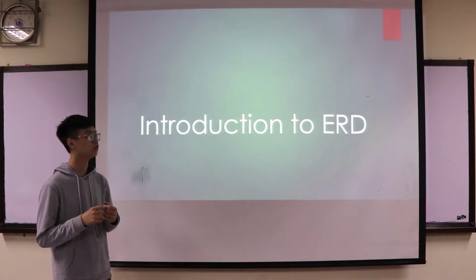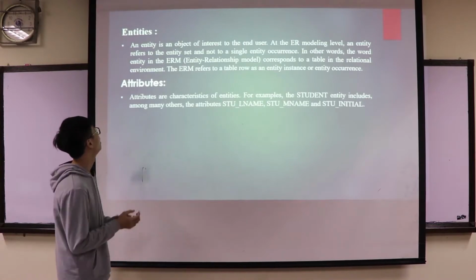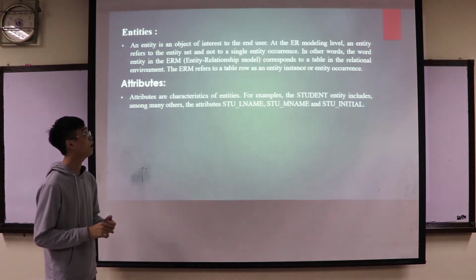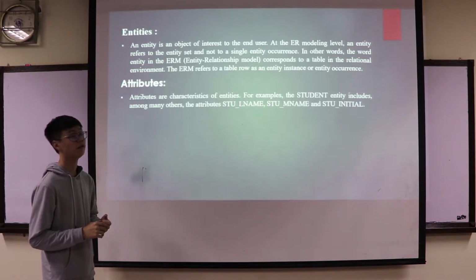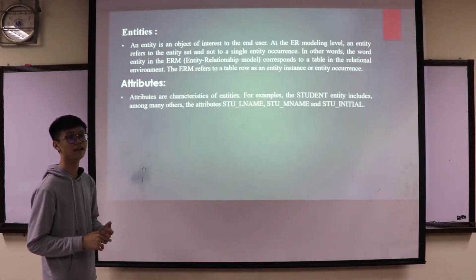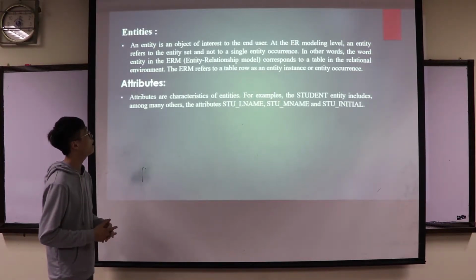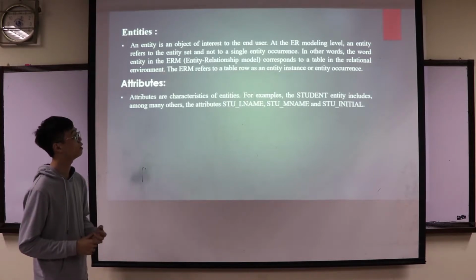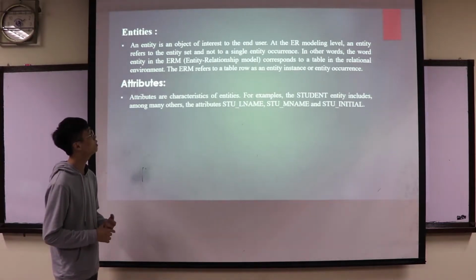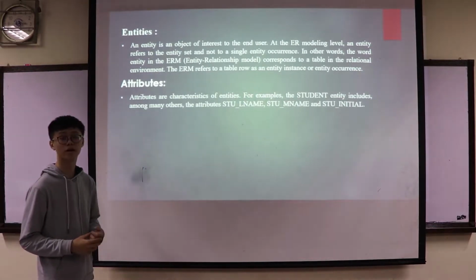Now I want to introduce the 5 types of ER diagram. An entity is an object of interest to the end user, and at the ER modeling level, an entity refers to the entity set and not to a single entity occurrence. In other words, the word entity in the ER model corresponds to a table in the relational environment. The ER model refers to a table row as an entity instance or entity occurrence.